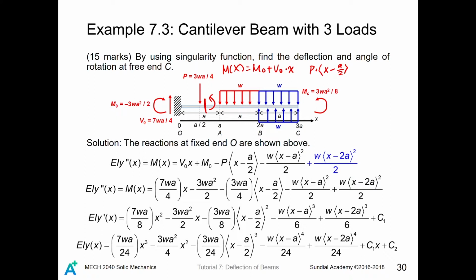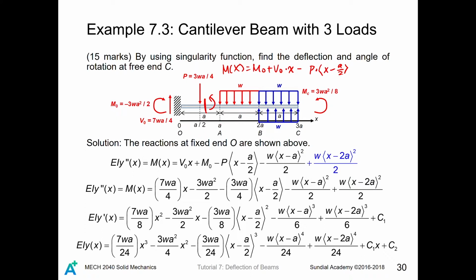Also, we found that for the P, the moment generated will be also counterclockwise. That means in order to cancel it out, we have a minus sign. So far we have discussed the moment from 0 to a.